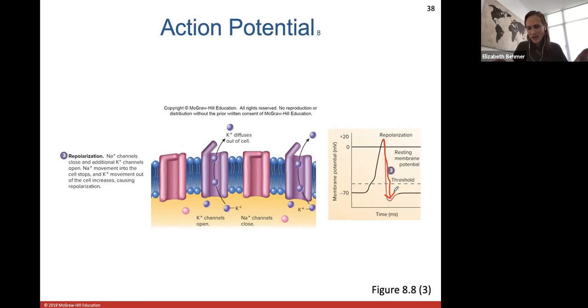This little dip here is called hyperpolarization, where it's a little bit too negative. To get back up to resting in black, that's where the sodium potassium pump helps to reestablish these ion concentrations and charge concentrations so that we get back up to resting.